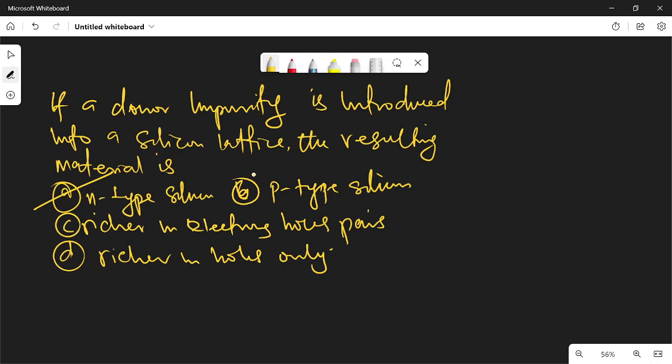Okay. The next question states that an N-type semiconductor is formed when a silicon material is doped with an element of group: A 2, B 3, C 4, D 5, E 6.